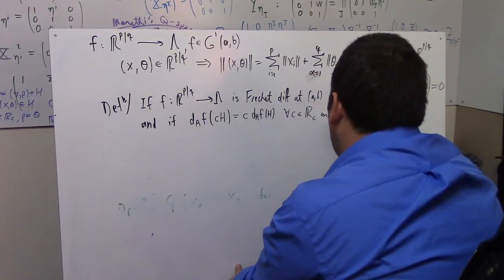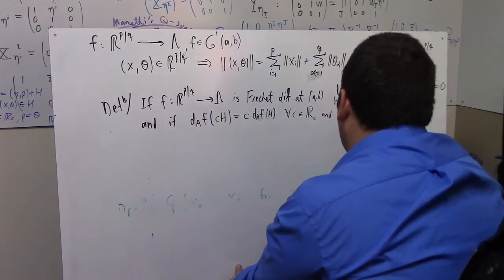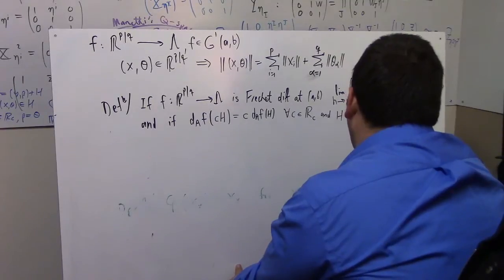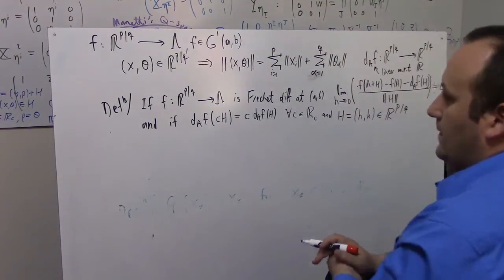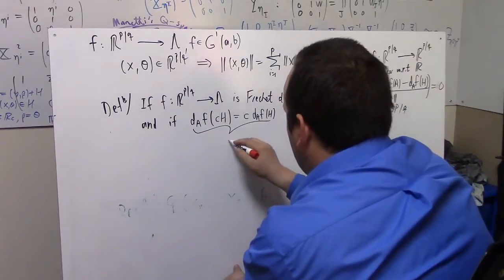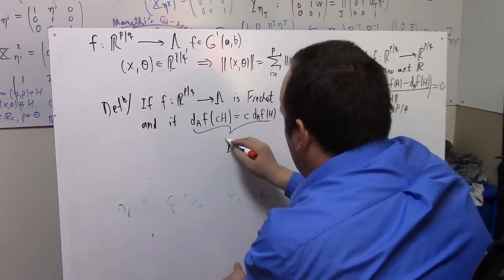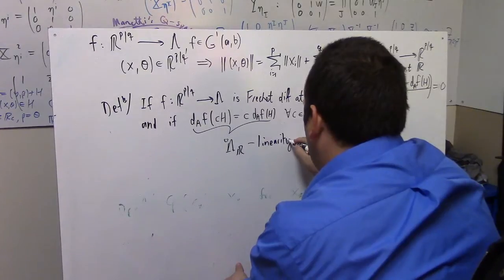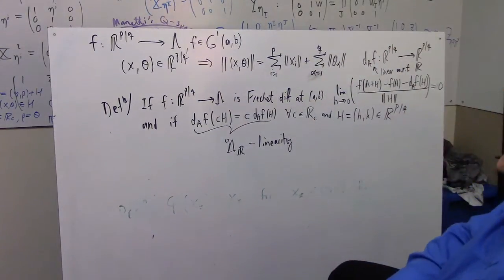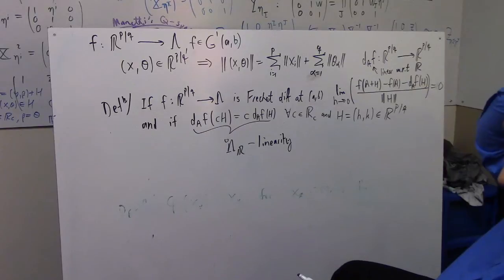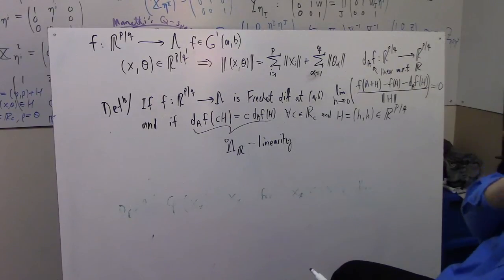And h, I'll use the notation (h, k) in R^{p|q}. Sometimes in my thesis, I might call this Lambda_0 R linearity. So it allows you to pull out commuting real superscalars. That's super differentiability in a nutshell.